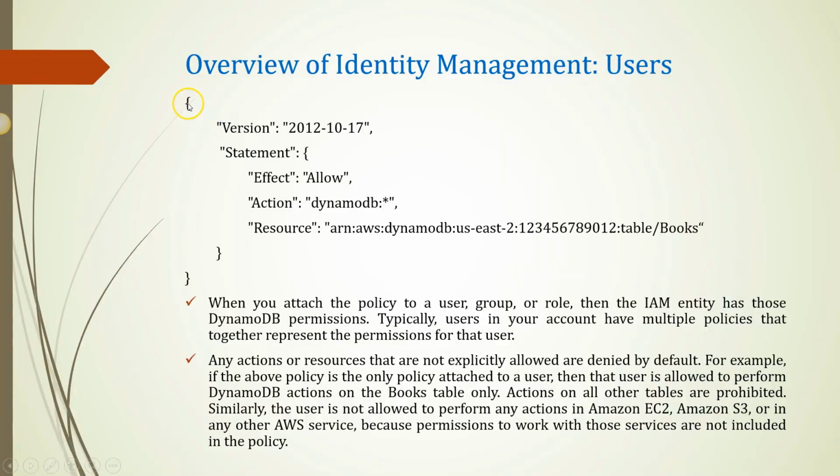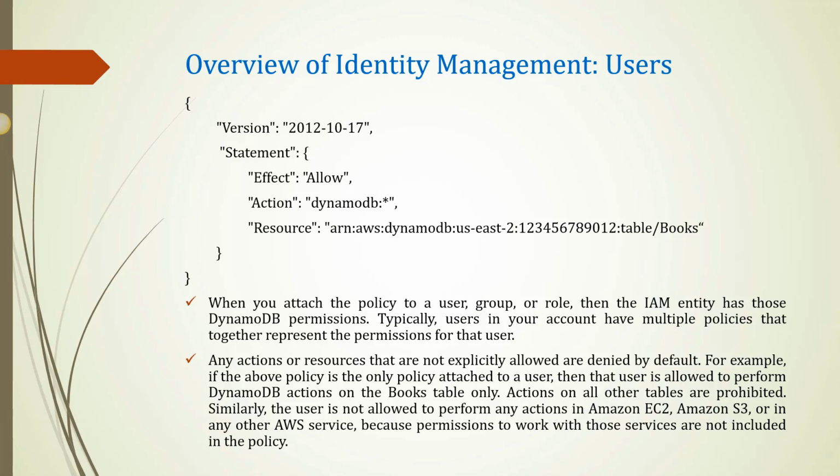So here you can see the JSON document in which we have an effect, that is Allow, an action, which is DynamoDB:*, and the resource is the ARN of the DynamoDB table, which is created in the US-East-2 region, and this is the account ID, that is the account number, and the table name is books. When you attach the policy to a user, group, or role, then the IAM identity has those DynamoDB permissions.